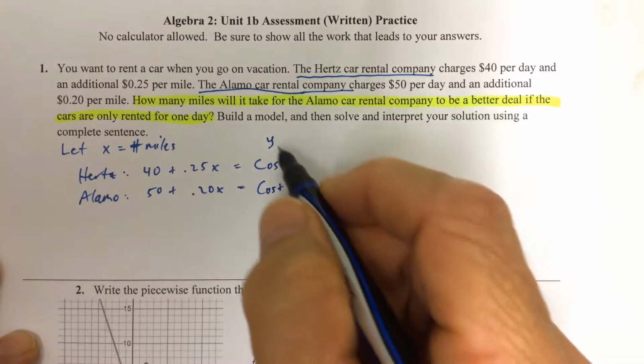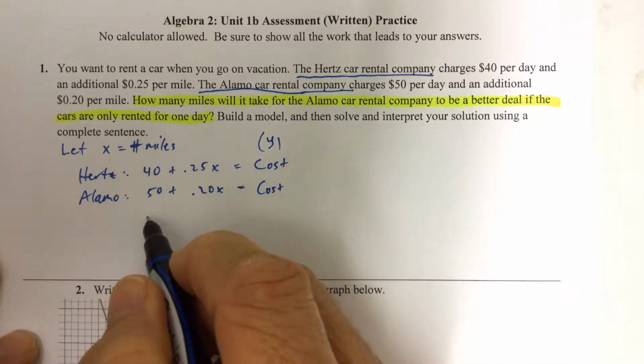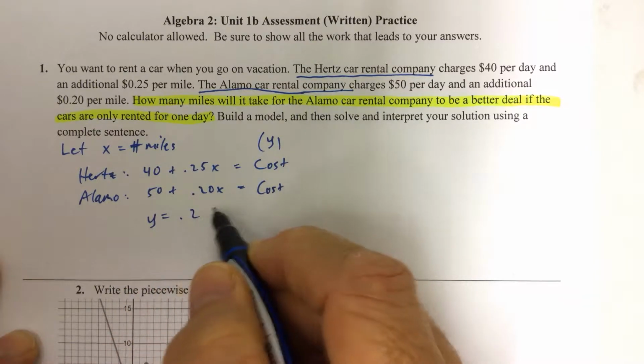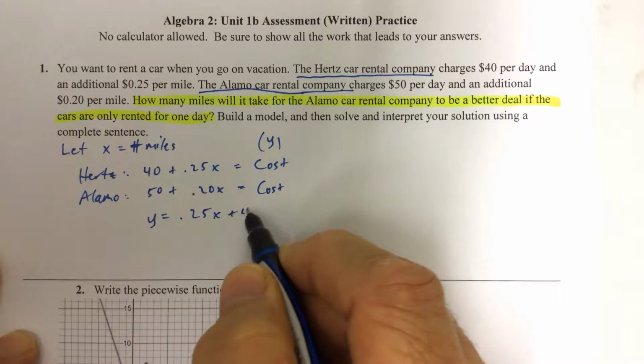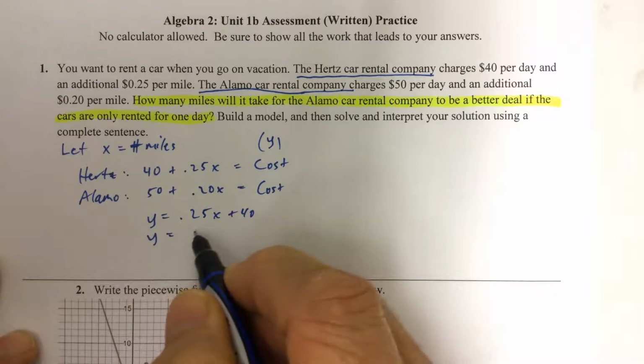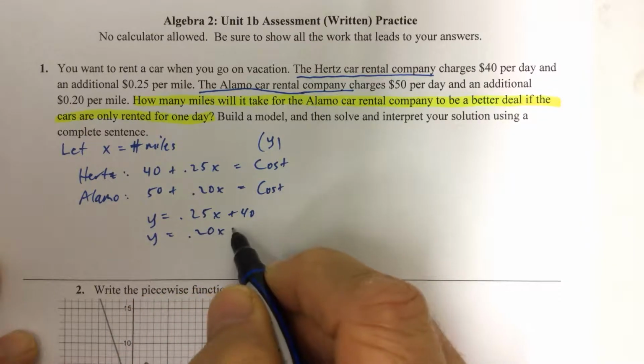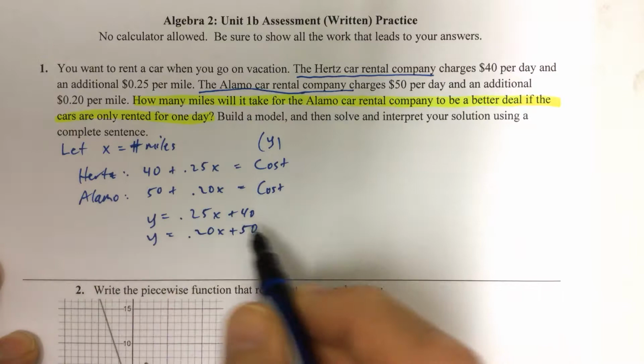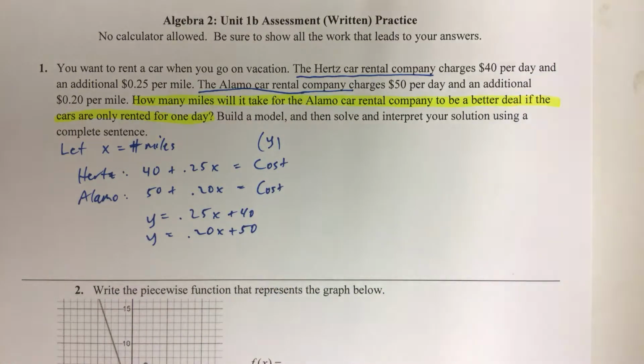So let's let y equal the cost. And so we have y equals 0.25x plus 40 for one, and then y equals 0.20x plus 50 for the other. So we put them in slope-intercept form.